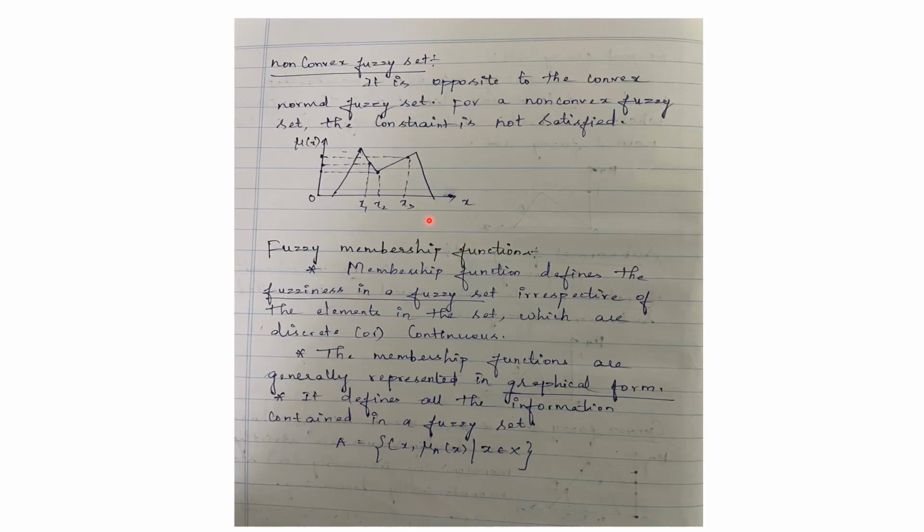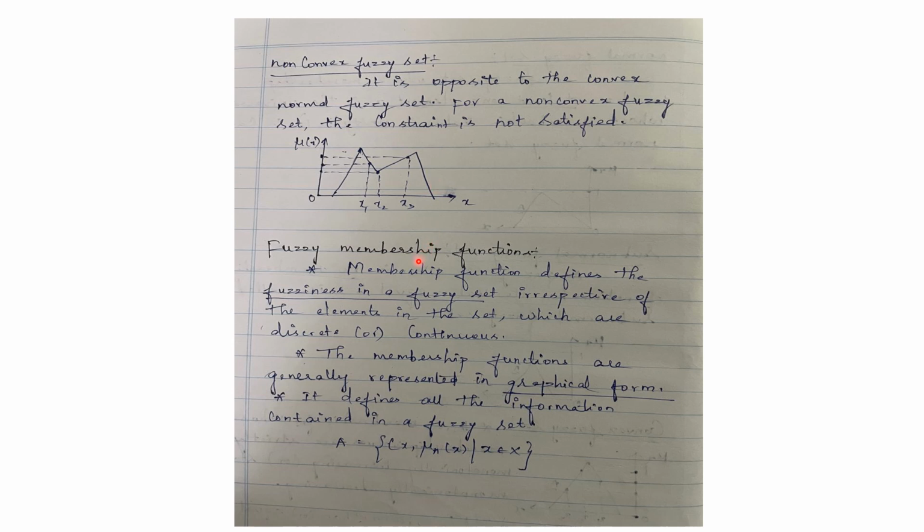Then the final category is non-convex fuzzy set. It is the straight opposite of the convex fuzzy set. Here the values will be increasing, then the second value will be decreasing, again the third value will be increasing. It does not meet the condition of a convex fuzzy set. Here the values will be random. It will increase, decrease, again increase like that. Here the values are not continuous. So it is straight opposite to the convex fuzzy set, and that's why it is called non-convex fuzzy set. So these are the four types of fuzzy set.